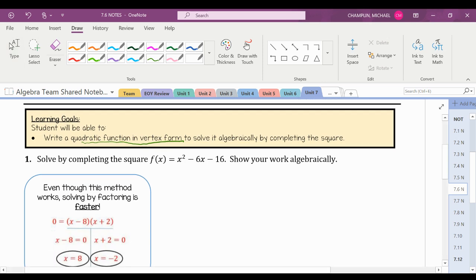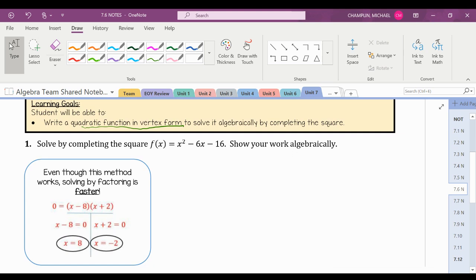So the first thing you have to do, looking at this question, f of x, or function I should say, f of x equals x squared minus 6x minus 16. I have to set that equal to 0, so I'm going to rewrite this as x squared minus 6x minus 16 equals 0. Now, even though factoring might be faster on this one, we wanted to show you completing the square with rational numbers, whole numbers, to make more sense.